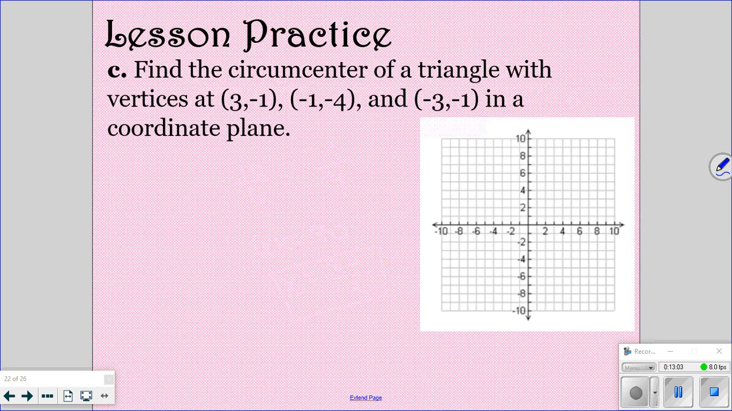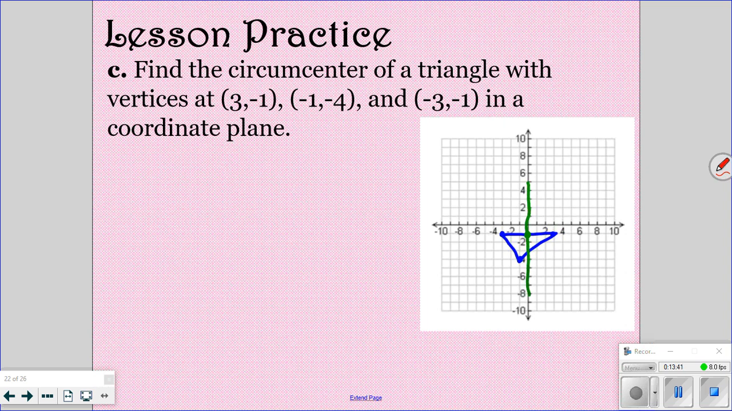Okay, so let's see if y'all can do this one by yourself, and then I'll go over it after y'all have attempted it. So we're going to have our points (3, -1), (-1, -4), and (-3, -1). And then I'm going to start with this horizontal one, and the midpoint between (3, -1) and (-3, -1) is (0, -1), and it's going to be a vertical line.